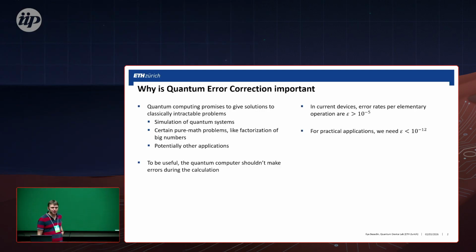And if you look at current quantum processors, quantum devices, you'll see that the error rates per elementary operation, like a single qubit gate, a 2-qubit gate, are around 10 to the minus 5. I'm being gracious, it's usually much worse. But for these practical applications at the scale that we care about, we need errors about 10 to the minus 12. So there's a large gap. And the idea is to use redundancy and quantum error correction to bridge that gap.